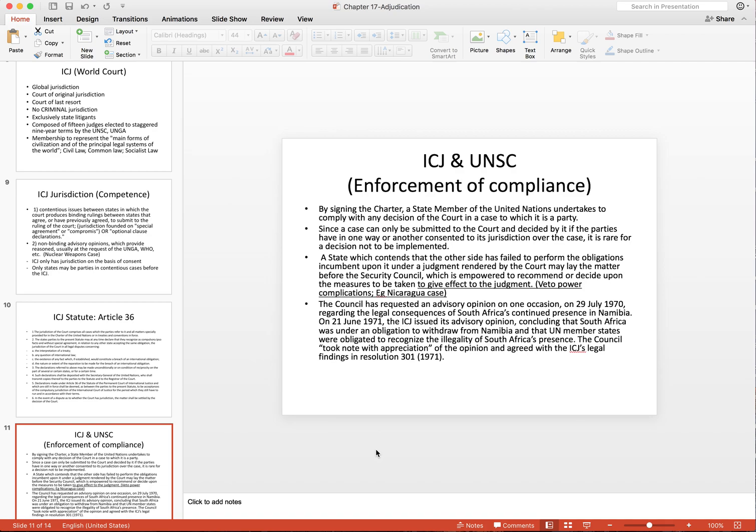But anyways, the UN Security Council requested an advisory opinion in July 1970 regarding the legal consequences of South Africa's continued presence in Namibia. On July 21st, 1971, the ICJ issued its advisory opinion, concluding that South Africa was under an obligation to withdraw from Namibia and that UN member states were obligated to recognize the illegality of South Africa's presence. The Council, meaning the UN Security Council, took notice with appreciation of the opinion and agreed with the ICJ's legal findings in Resolution 301 of 1971.